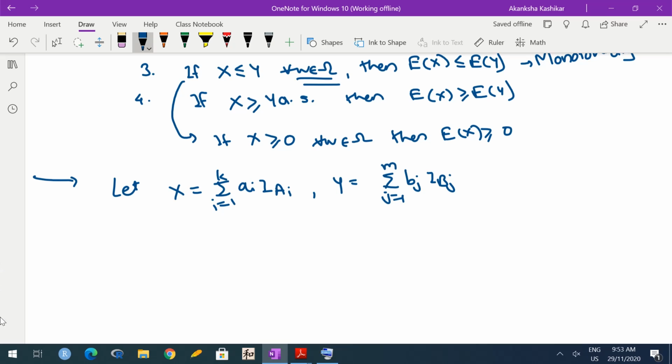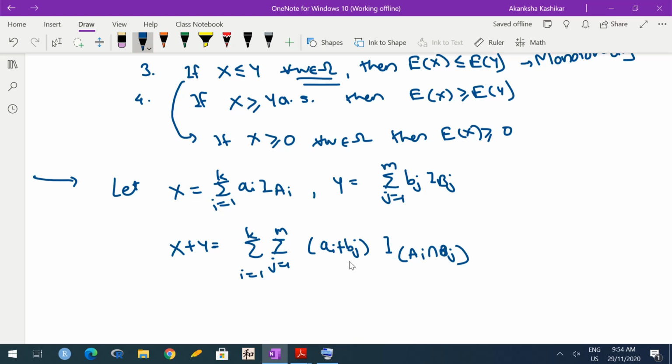Then we know that x plus y, I will prove it for x plus y, the proof is almost similar for x minus y. X plus y would be the sum over i going from 1 to k, j going from 1 to m, of ai plus bj, times the indicator of Ai intersection Bj. We have already proved this, and we also know that this is a simple random variable.